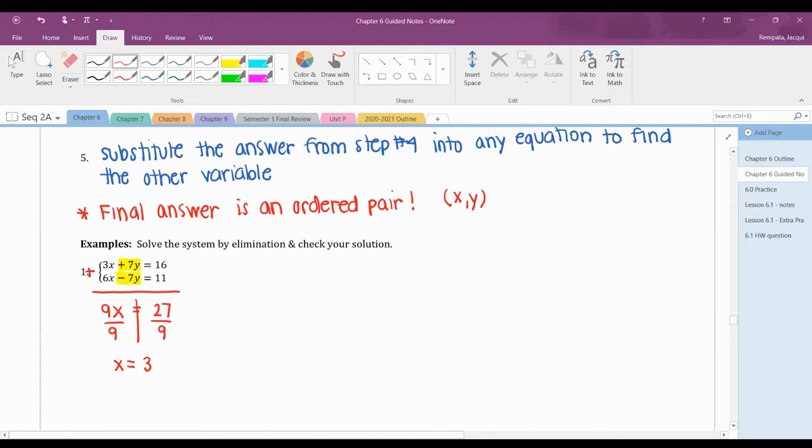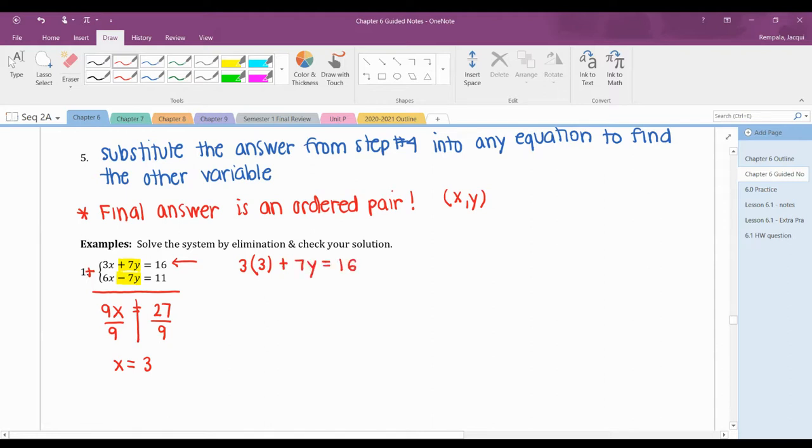So it really doesn't matter which one. I always like to see, okay, if I have x and I want to solve for y, I usually go back to the equation where the y is positive. So in this case, I'd probably go back up to the top equation. So we're going to have 3 times, not x anymore, we know that x is 3, plus 7 times y, and that equals 16.